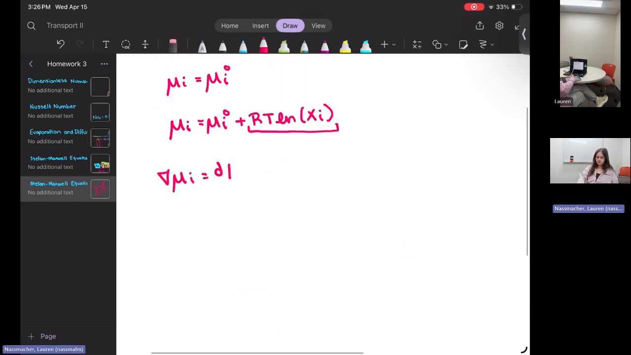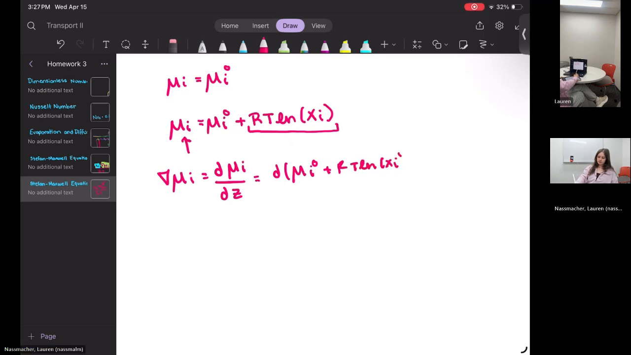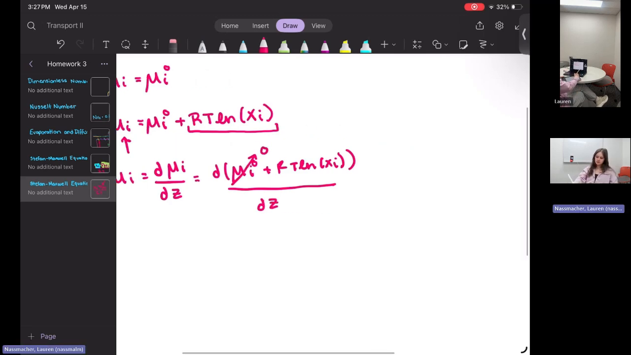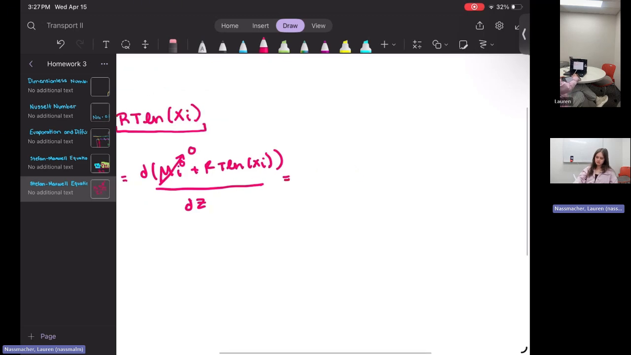That's going to be equal to the derivative of our chemical potential with respect to distance. So plugging in the equation we just created from our pure state, we get this to derive from our chemical potential becomes 0, and we get T of 1 over xi, the derivative of xi, our mole fraction of I, with respect to dz.